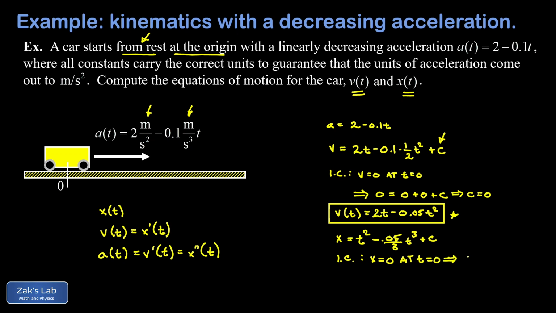And I'll write this a little more compactly this time because I'm running out of space. If I replace x with 0 over here and t with 0 on the right-hand side, because that was my initial condition, everything there is 0 except for the c, so the c must be 0 as well. So finally, we can write down the position as a function of time, and I'll go ahead and use decimal approximations for the 0.05 over 3 part, and I end up with t squared minus, keeping 3 significant digits here, 0.0167 t cubed. So now we have the equations of motion for this car telling us the position and velocity as a function of time, and we're done.